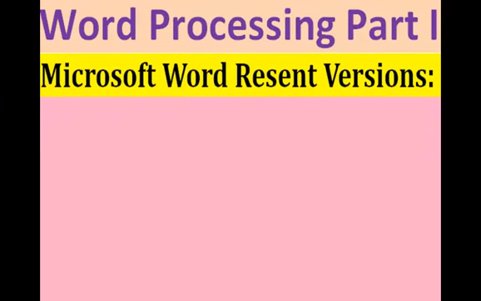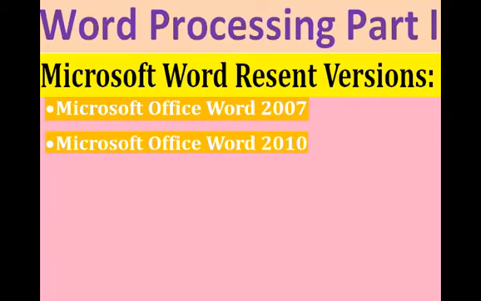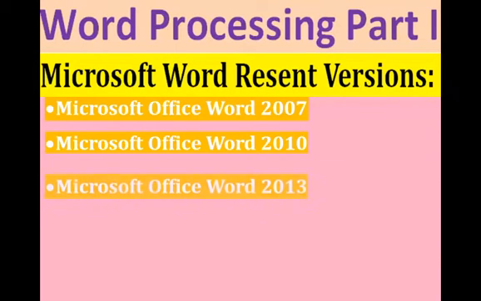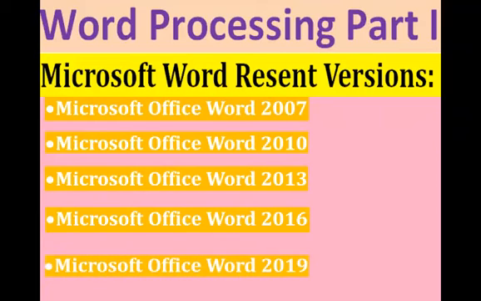Now let us look at the Microsoft Word recent versions. There are many versions of Microsoft Word, but let's look just at the most recent. We have Microsoft Office Word 2007. We normally say Microsoft Office because these packages are Office practice. They are usually used in Office, so they branded it as Office. So Microsoft Office Word 2007, and most of you have seen this. But also we have Microsoft Office Word 2010. We also have Microsoft Office Word 2013. We have 2016, and finally we have 2019.